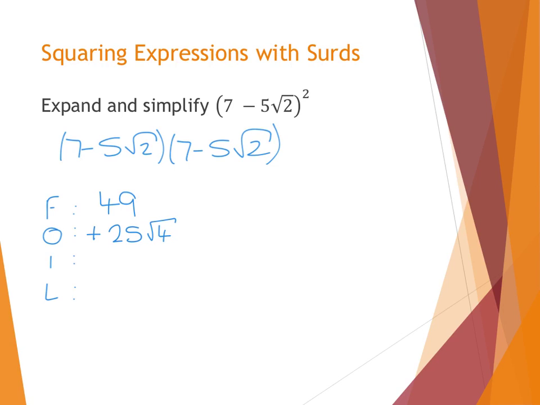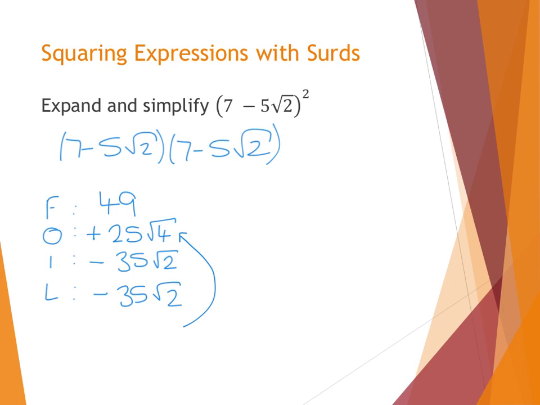Then we'll do our inners. So minus times plus gives us a minus. 5 times the 7 gives us 35. And root 2 times nothing, the root doesn't exist, it's just going to give us root 2. It's going to be exactly the same again. 7 times minus 5 for the lasts, minus 35 root 2. Okay, you should be able to see here that we can simplify this one a little bit further.